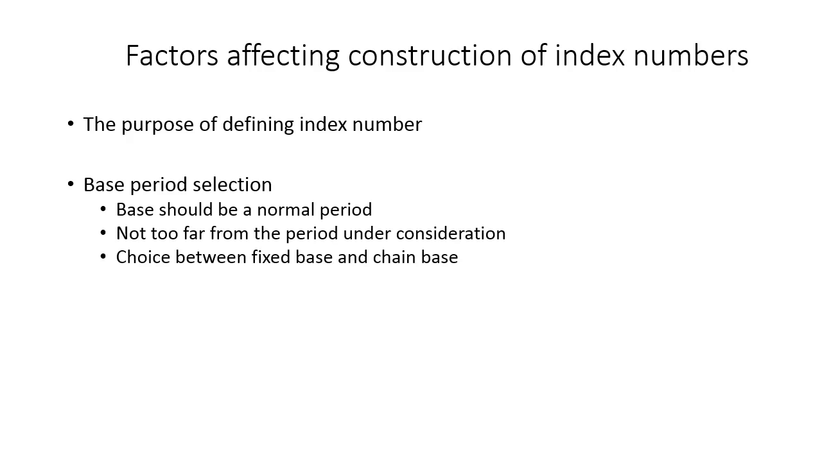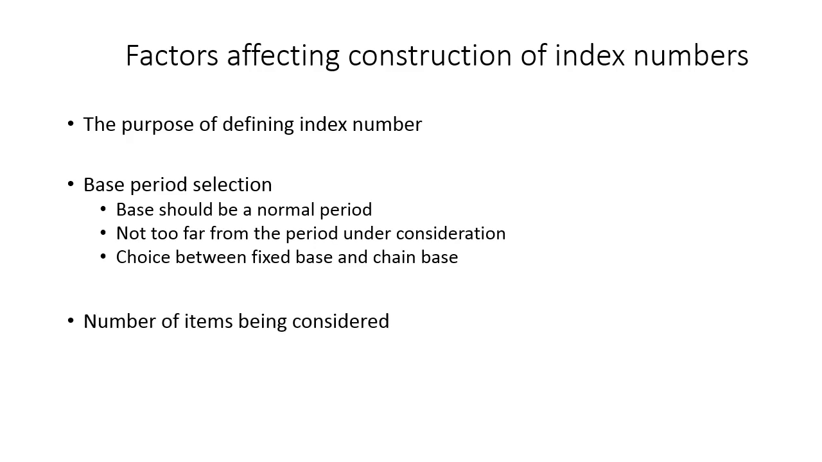The choice between fixed base and chain based also plays a role in defining the index number. When you're constructing an index number over a period of time, is your base period going to remain fixed for all the times later, or is your base period going to change after a period of time? That needs to be decided. In case the base period remains fixed for all the relative change that you're going to measure later, then it is going to be a fixed base. But in case you are going to vary your base, say after every 5 years or after every 10 years, then it is going to be a chain based index number.